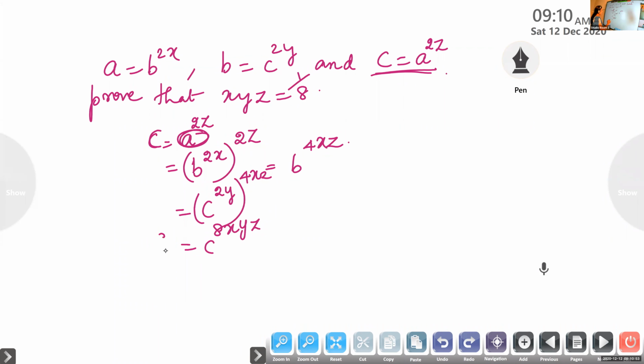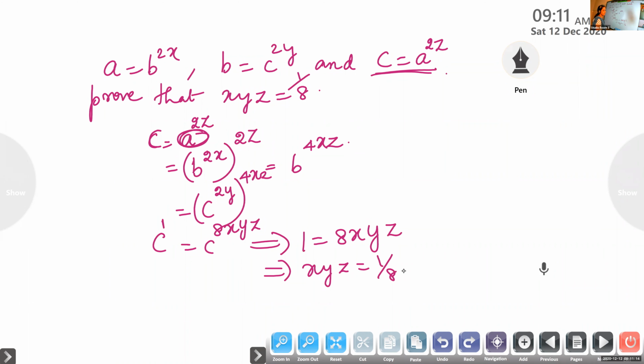Here also we have c. c raised to 1. Now the bases are the same. So when you equate this, what will you get? 1 is equal to 8xyz. So from here, what is xyz? It is 1 by 8.